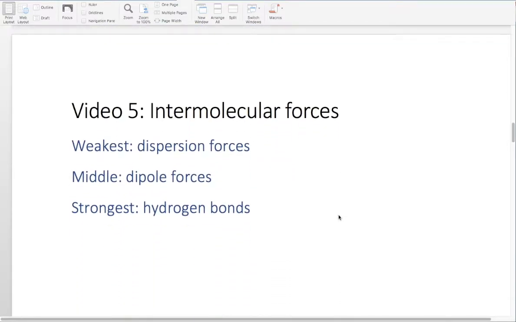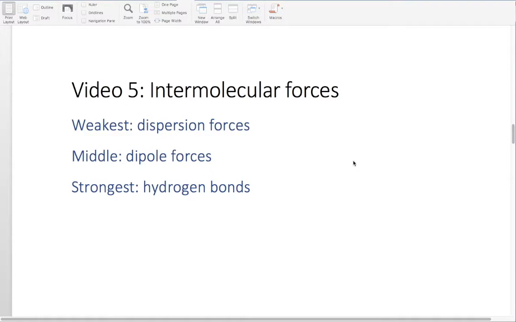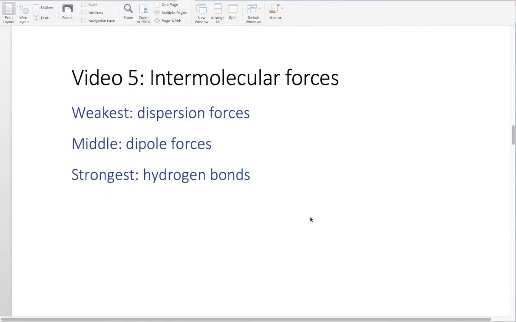Video 5 is about intermolecular forces. Most important thing to remember from that is that the weakest of the intermolecular forces is called dispersion forces. The strongest is called hydrogen bonds. The middle is dipole forces, but that's a lot less important to remember because generally what you're going to be asked about that is which is the weakest of the intermolecular forces, dispersion forces, or which is the strongest of the intermolecular forces, hydrogen bonds.